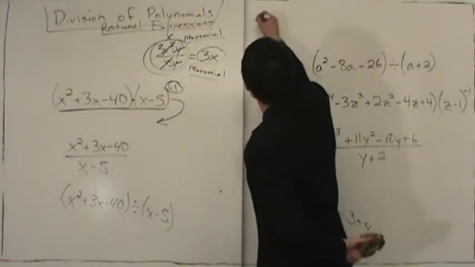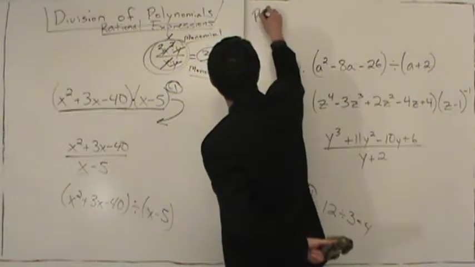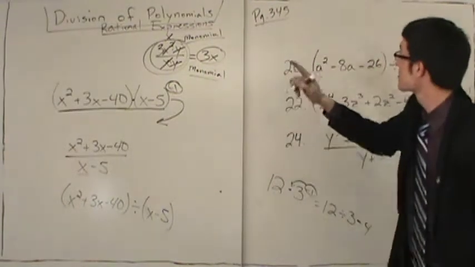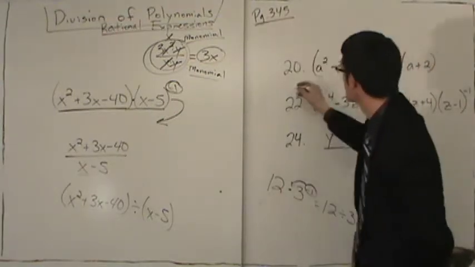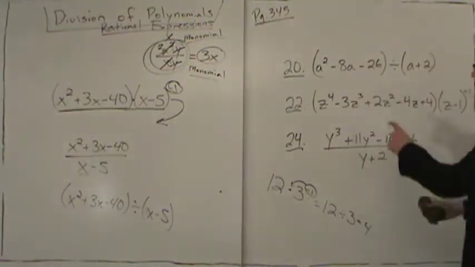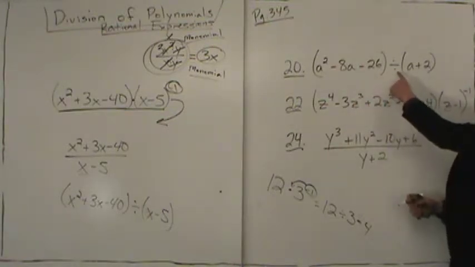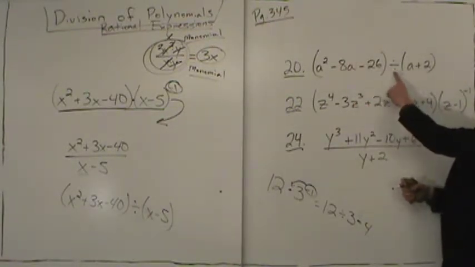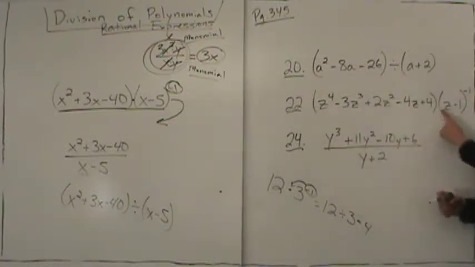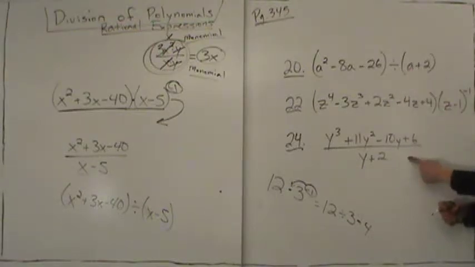We are on page 345 of the textbook, and the first problems assigned in this section are numbers 20, 22, and 24 in the book. Now, I want you to see, on number 20, if you don't have your book in hand, you can see it here. On number 20, do you see division? Yes. On number 22, do you see division? Yes. These are how the problems are written in the book.